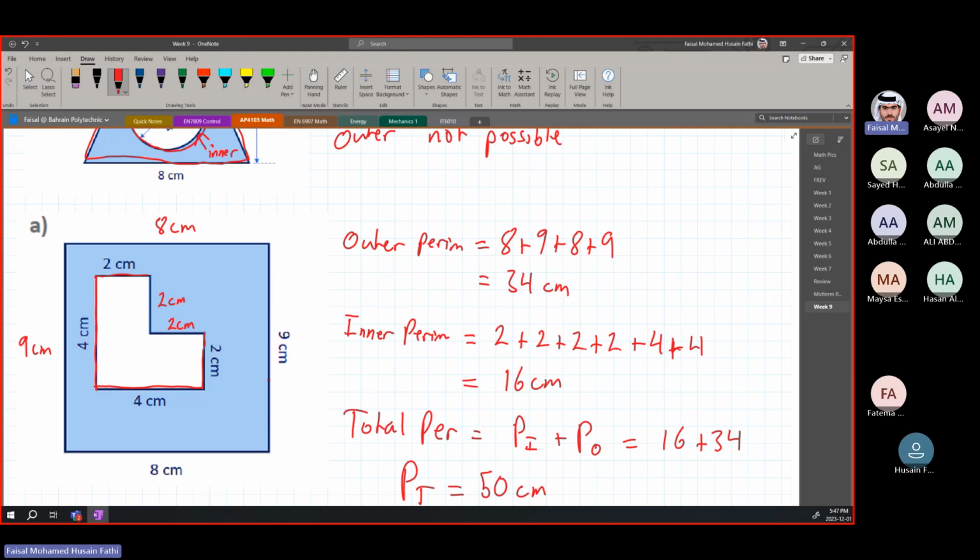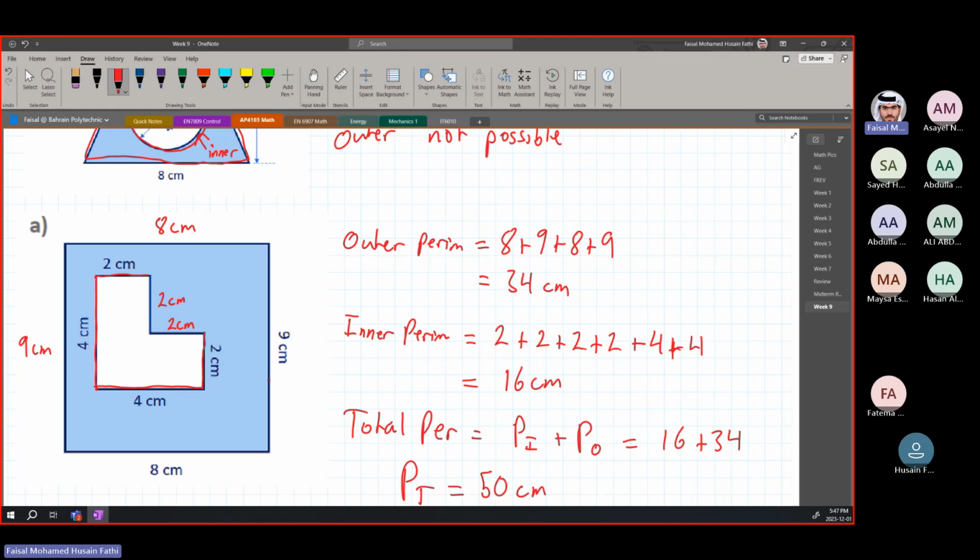For example, if you have a picture frame, the outside part and the inside part, you can hold, you can touch these edges. It has inside edges and outside edges. If you want to find the total perimeter, it's all of the edges you are adding to each other.